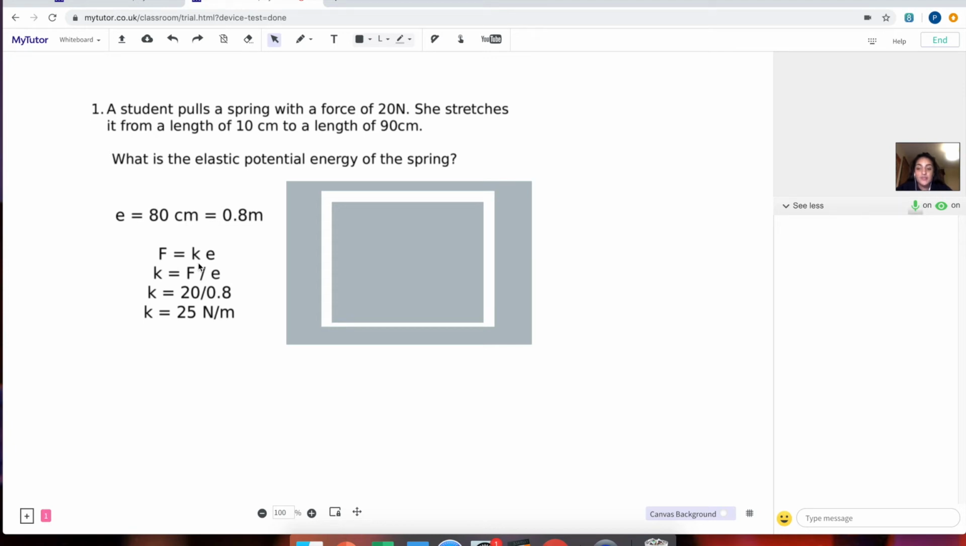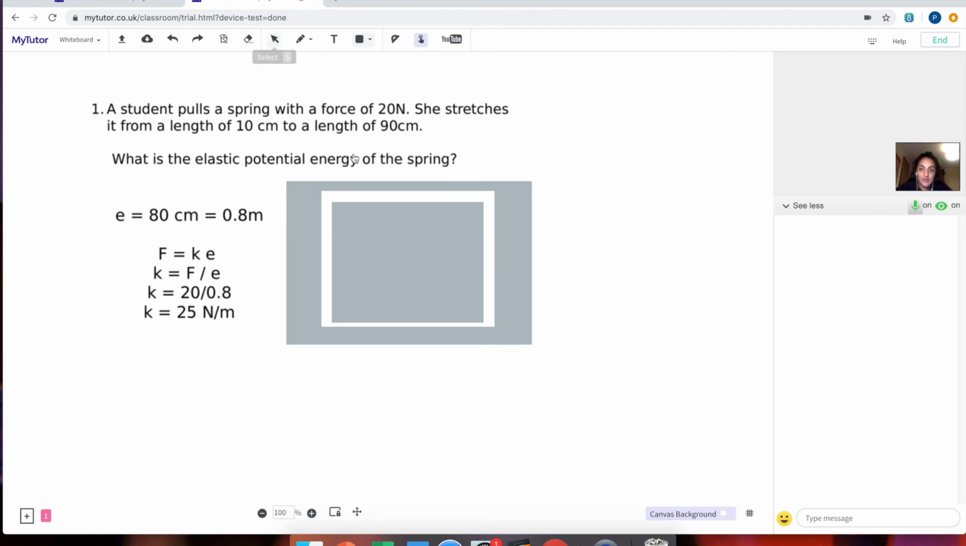Well, we know that the spring constant equals force divided by extension. We know that from the question, the force is 20 newtons. And we worked out that the extension is 0.8 metres. So when we do 20 divided by 0.8, we get 25 newtons per metre for our spring constant.